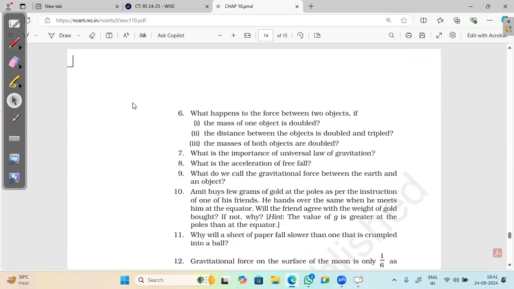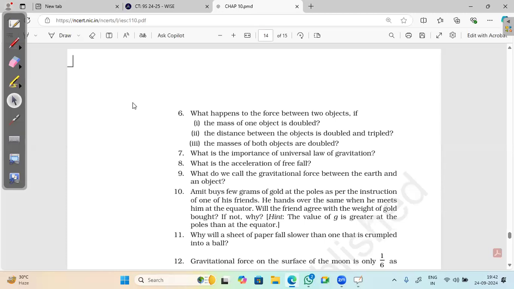What happens to the force between two objects if the mass of one object is doubled? So the force becomes twice. Yeah, the force also becomes twice, two times, when the mass of the object is doubled. Yeah. Okay, that's right.